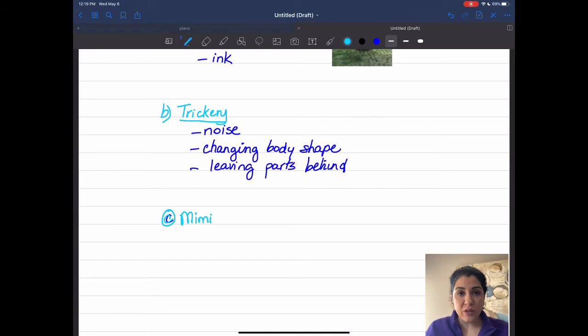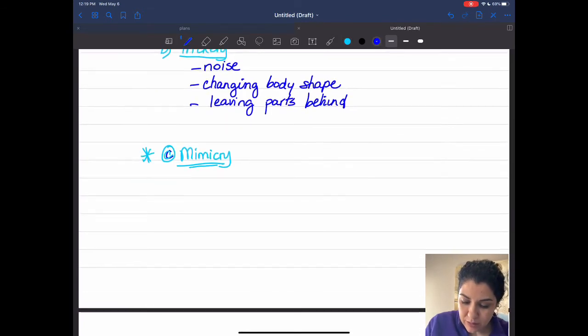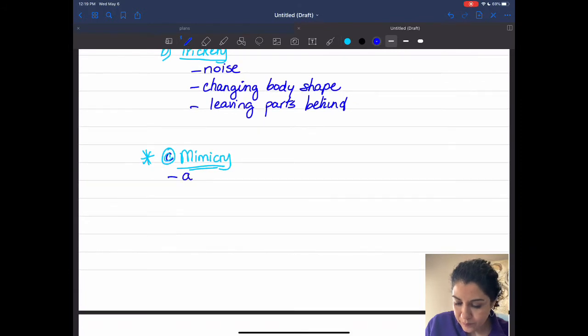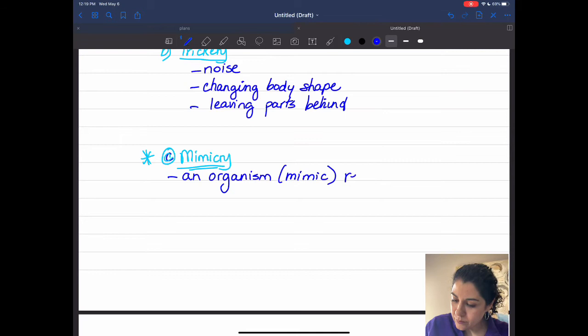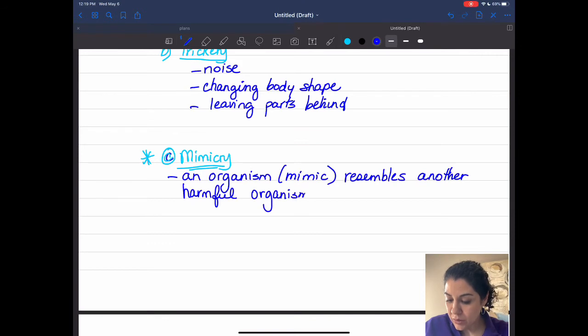Okay, so out of all of the defense mechanisms, the next two are the most important, so I'm going to star these two. Mimicry is when an organism called a mimic is going to copy or resemble another harmful organism called the model. Okay?